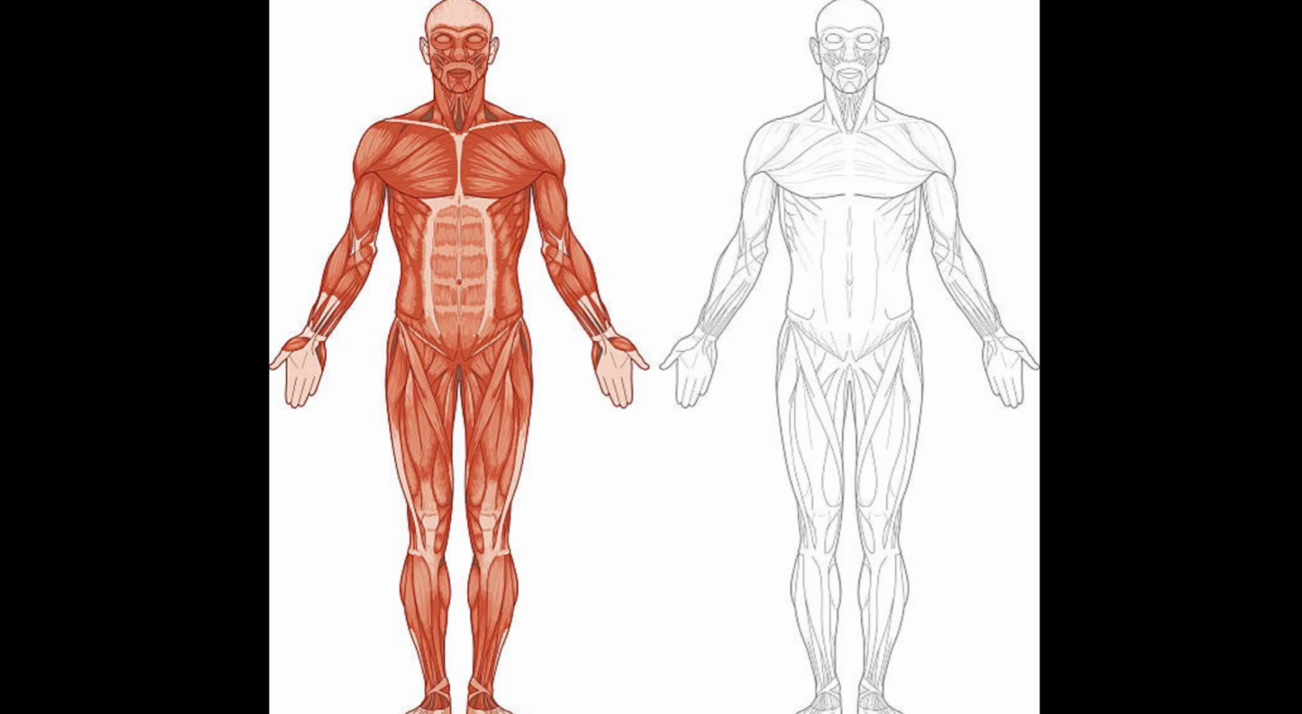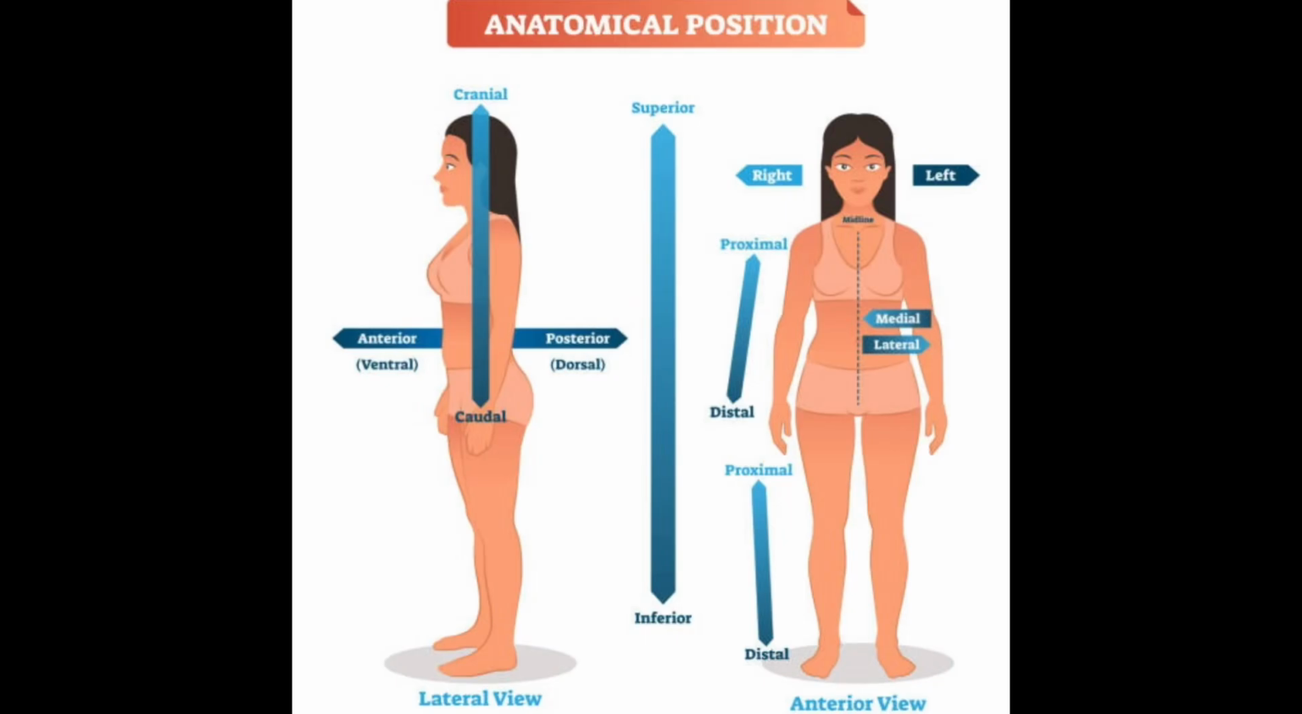No matter how the body is actually positioned, sitting, lying down, or moving, we always describe it as if it's in this standard anatomical position. Part 2. Directional terms. Now, let's learn some directional terms. These are words that help us describe where something is located in the body.